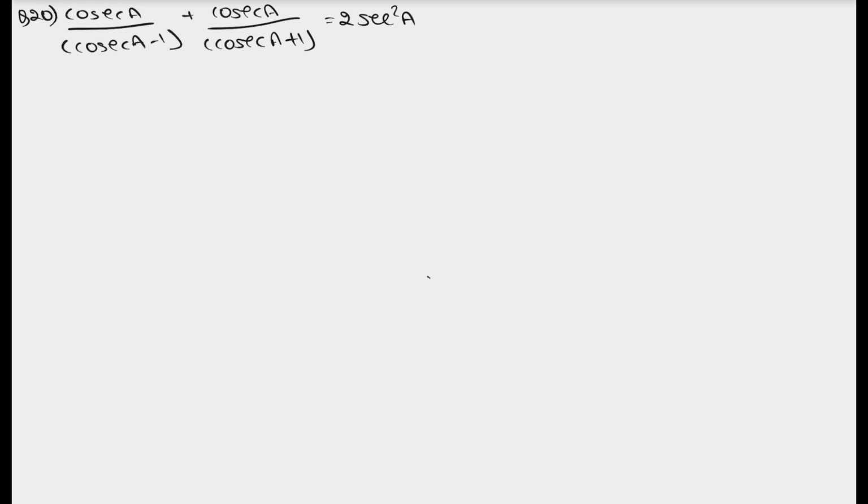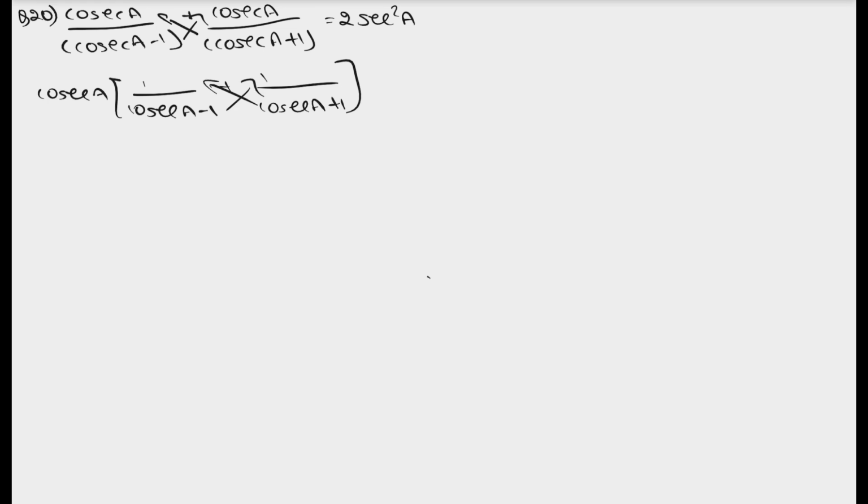Next we have our question number 20. So here also we need to take the LCM. Let's do cross multiplication, and from this we can take out our cosecant as common. Let's take it out first. We'll get 1 by cosecant A minus 1 plus 1 by cosecant A plus 1. Now let's go with our LCM.